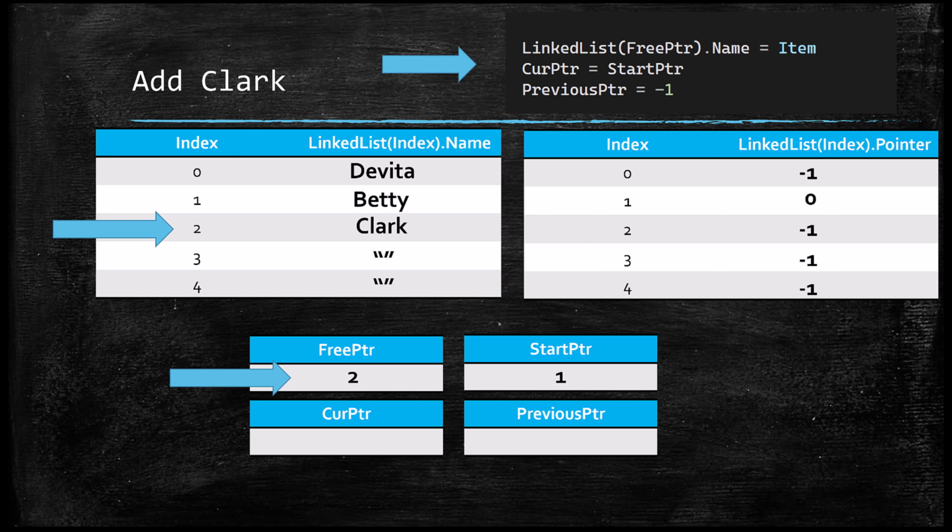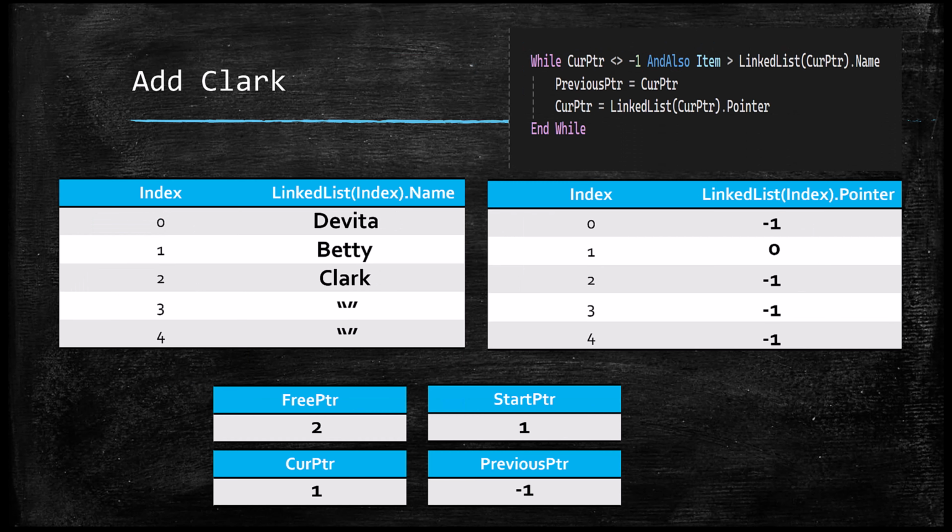The next thing I need to do is take my start pointer, which is 1, because the linked list starts with Betty, put that in my current pointer, and then my previous pointer at -1. This will allow me to set it up and enter this loop right here. So my current pointer is not -1. It isn't. It's 1. And while the item, Clark, is greater than where we are currently, which is Betty. Clark is greater than Betty. So what I need to do is update my previous pointer, and my previous pointer is not going to be -1.